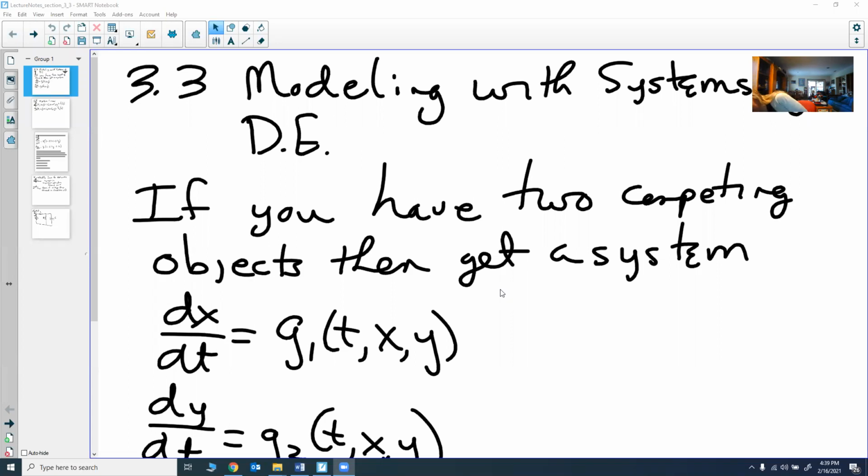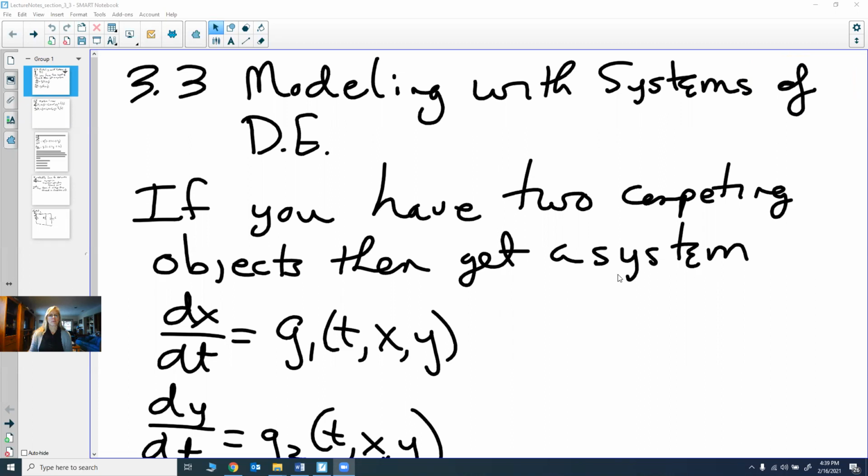So let's talk about how we actually model systems of differential equations. We're not going to talk about solving them yet, but we're just going to talk about how we model systems with differential equations. And there are lots of different types of systems you can have with differential equations. We're going to just talk about two of them.